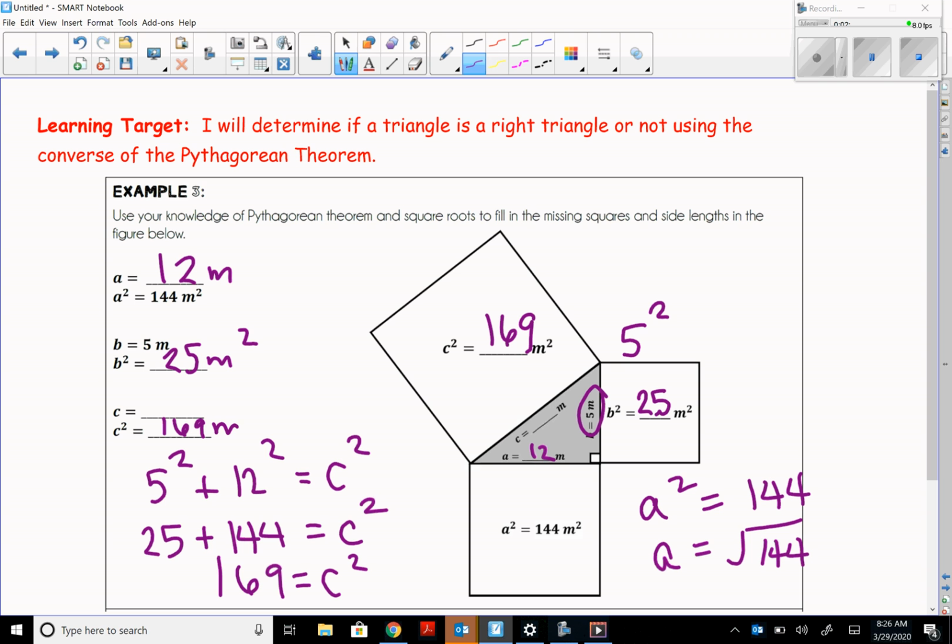square meters. And now I just need to figure out c, and the way that I'm going to do that is I'm going to take the square root of 169, which you should already know because you memorized that before spring break. That would be 13. So hopefully that one was pretty easy.